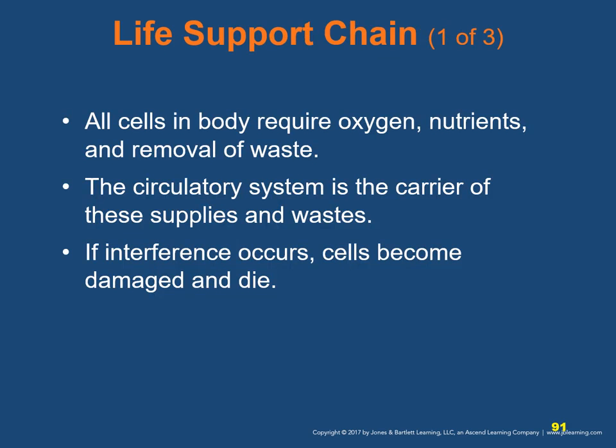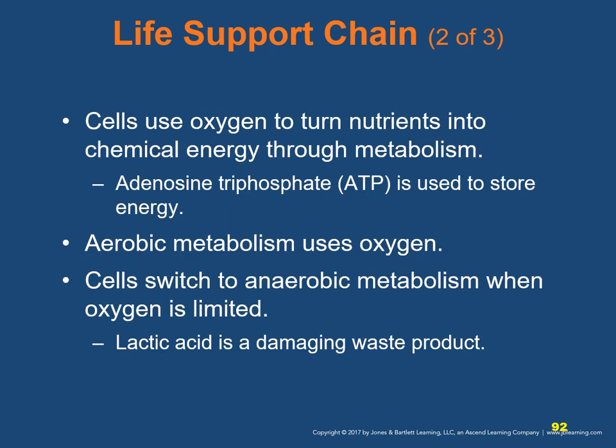Now let's discuss the life support chain. Cells are the foundation of the human body, and all cells in the body require oxygen, nutrients, and removal of waste. The circulatory and respiratory systems are the carriers of these supplies and waste. If interference occurs, cells become damaged and die. Cells use oxygen to take available nutrients and turn them into chemical energy through metabolism. You have adenosine triphosphate, or ATP, which is used to store energy.